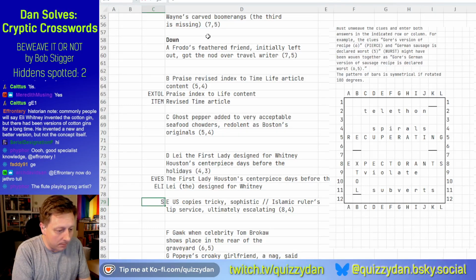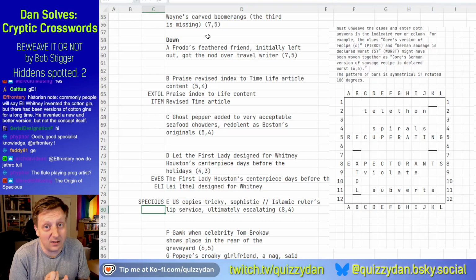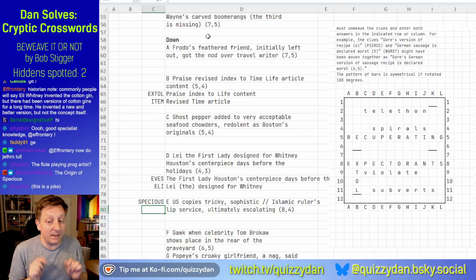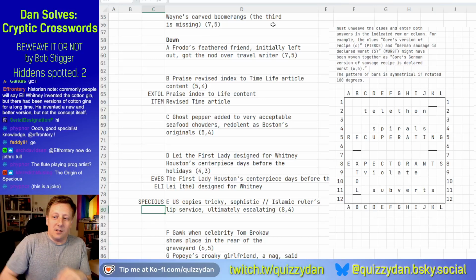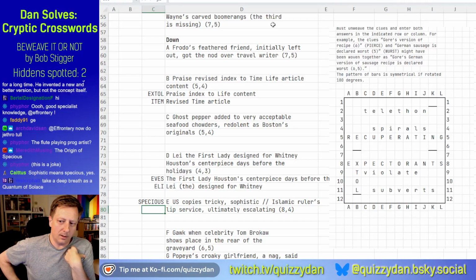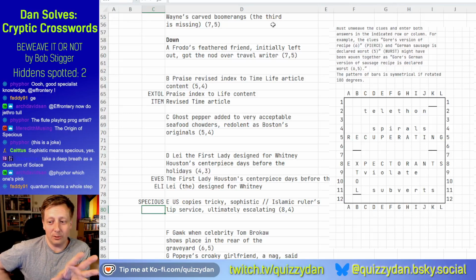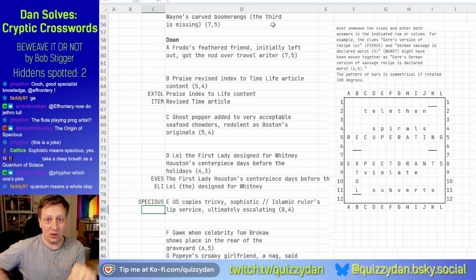Anyway, specious is this anagram of US copies, because it is tricky, and it means sophistic. Now, I don't know what either sophistic or specious means, but I'm prepared to believe they mean the same thing. The origin of specious is excellent, excellent joke. Yes, Waterfall. Actually, that is a lovely American style clue for like deep breath, quantum of solace, question mark. Great clue for deep breath.